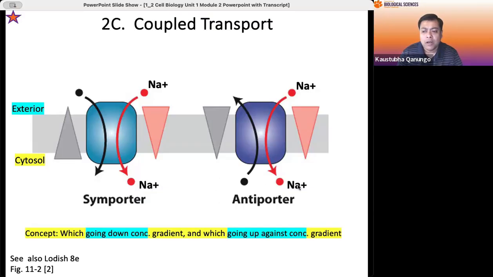Sodium is going down the concentration gradient. Remember that sodium concentration is always high outside and low inside. And as it happens, another molecule can move outside, say, for example, calcium. Calcium is one of the molecules that is moved from inside the cell to the outside because you want to maintain the calcium concentration low inside the cell. So this can happen.